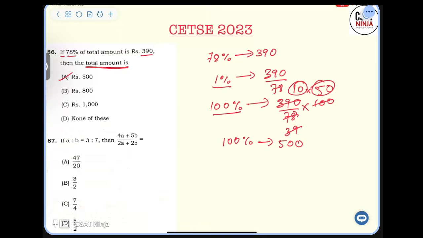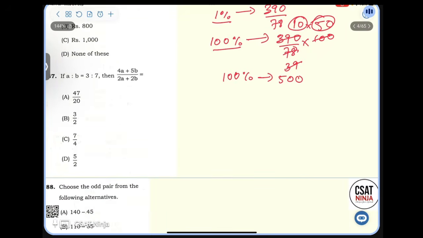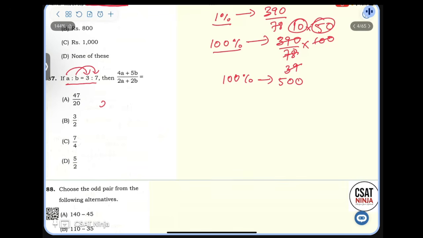Okay, let's go to next. Whenever you see a ratio-based question like this, it's not the right way to say, but I'll suggest you this way to solve it a bit easier. A represents this one, B represents this one. If you have 2:3, which simply means 2 divided by 3, always remember that. So A:B means A divided by B, which is equal to 3 divided by 7.